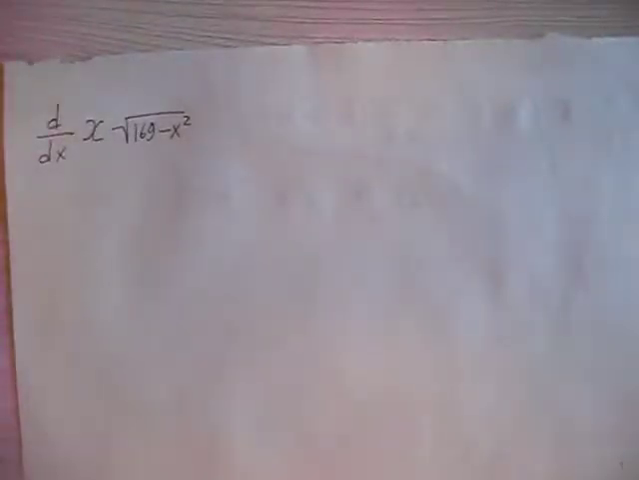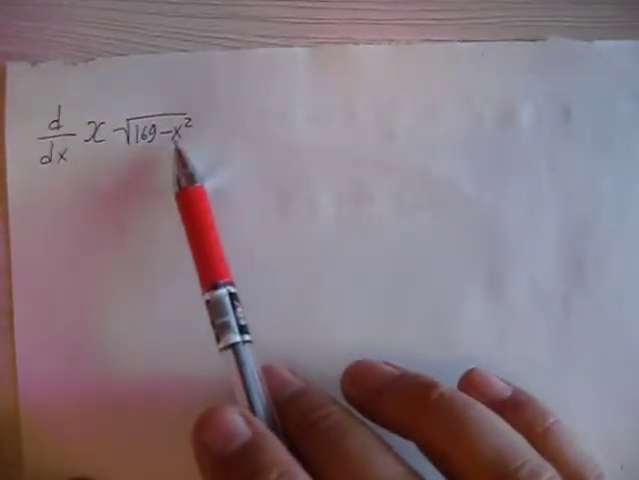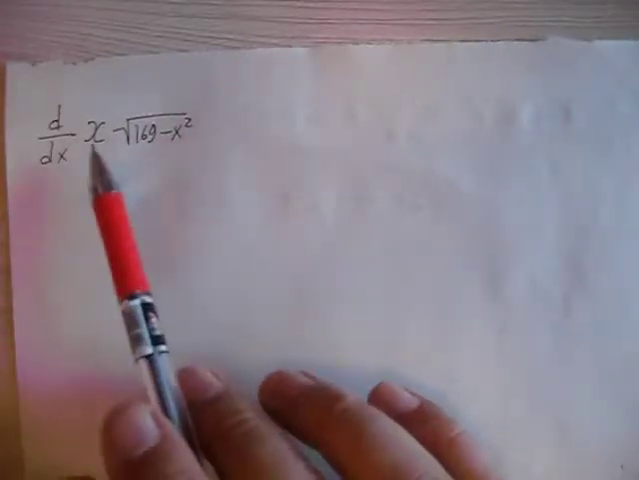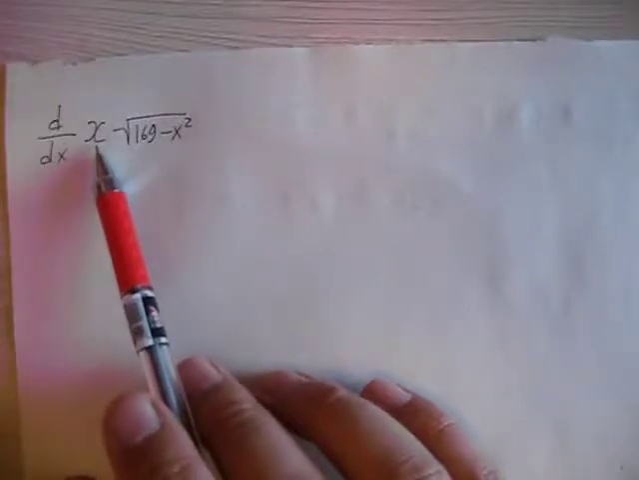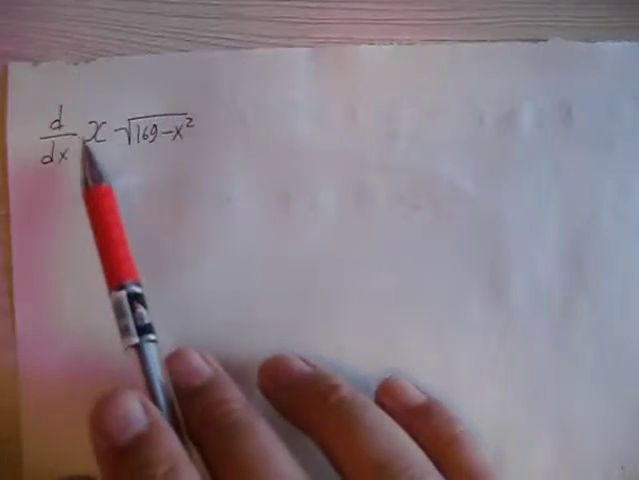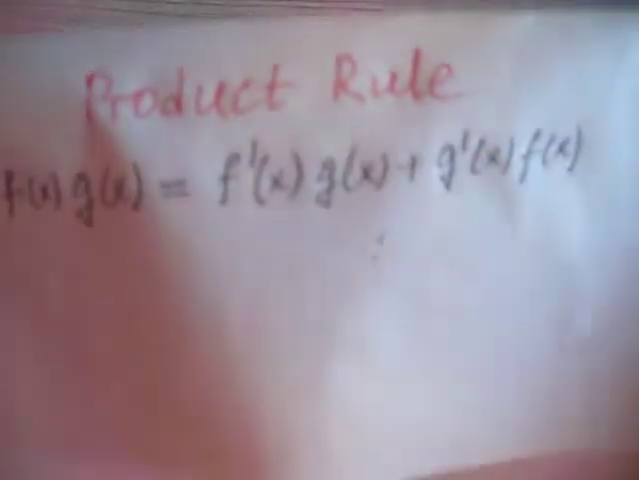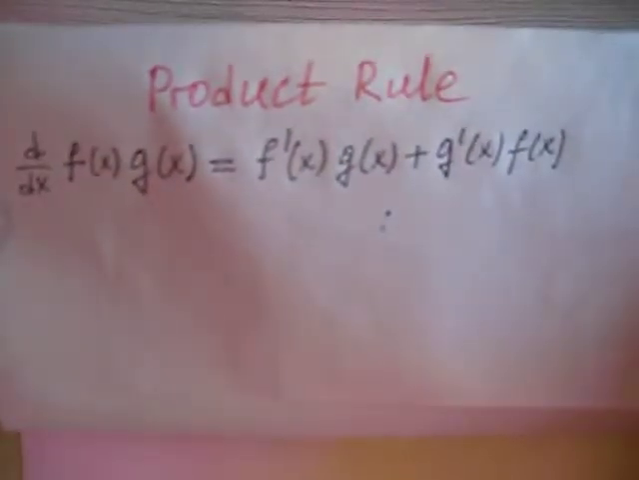Okay, let's find the derivative of this function: x times the square root of 169 minus x squared. So x is a function and this square root is another function. So here we have a product of two functions. In this case we will use the product rule to find the derivative.